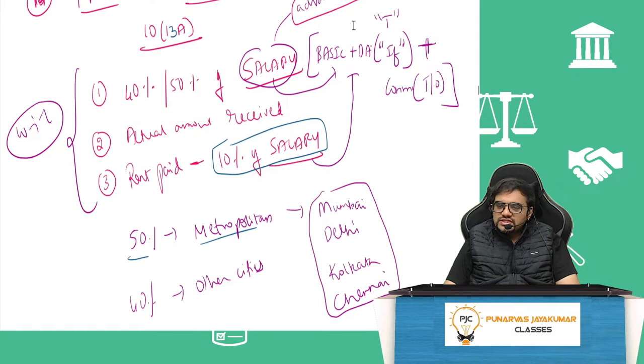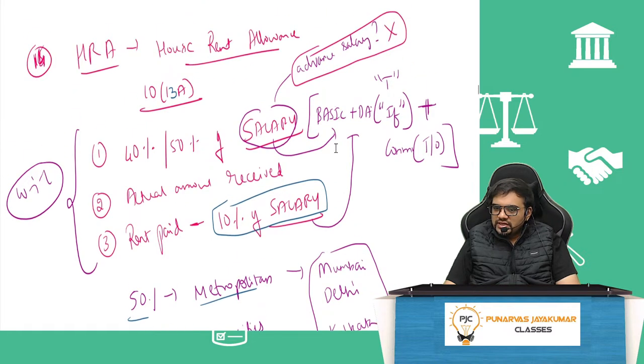The second is the actual amount received. The third is rent paid minus 10% of salary. And what is salary? Basic salary plus DA if it is part of the terms, plus commission based on turnover. For salary, advance salary should not be taken. Basic plus DA if applicable, plus commission which is based on the turnover.